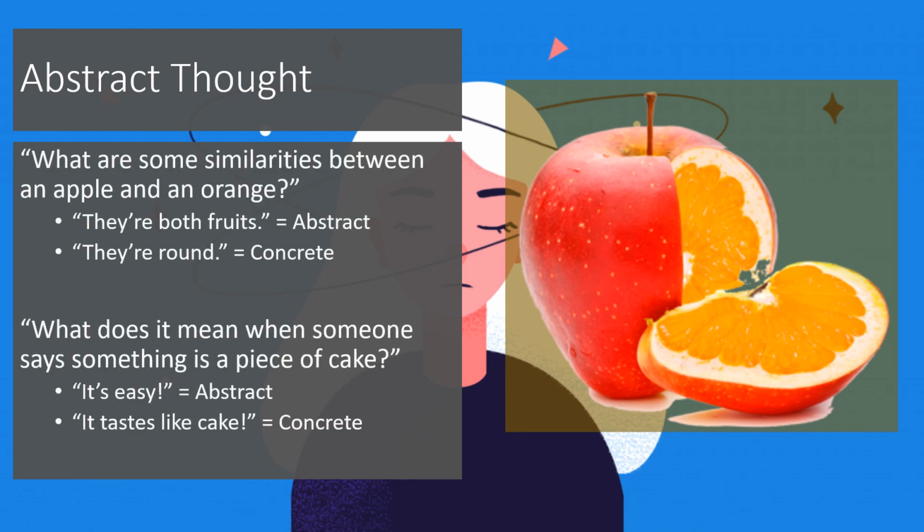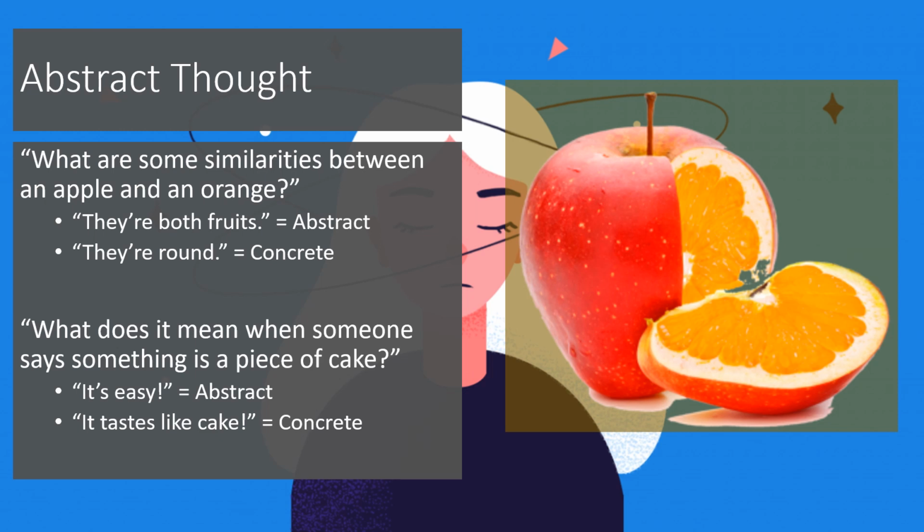So here are some of the ways that we inquire about that. What are some similarities between an apple and an orange? If they say they're both fruits, that's abstraction, because that suggests that you're able to group things within a big category and understand things beyond their physical restraints. Saying they're round, that's concrete.